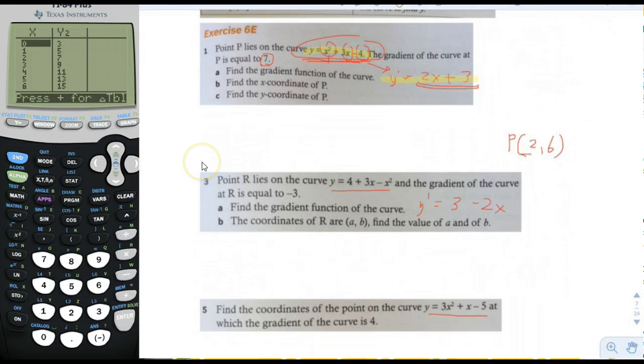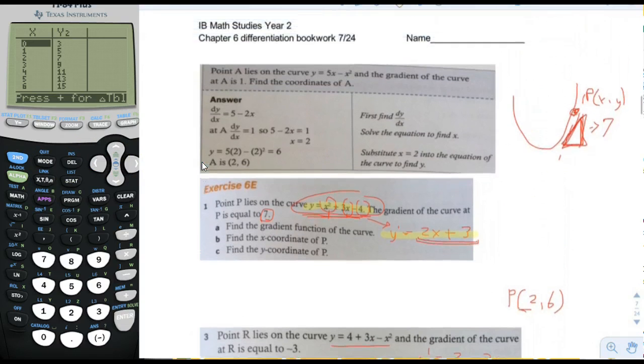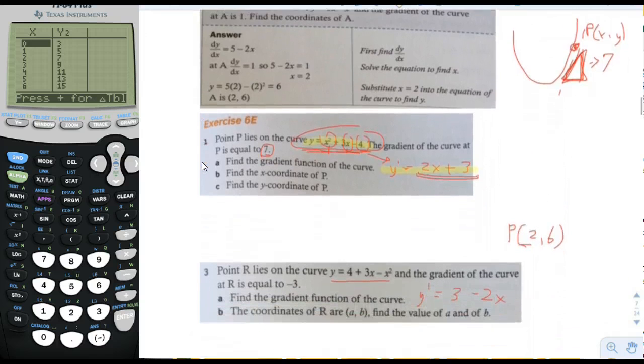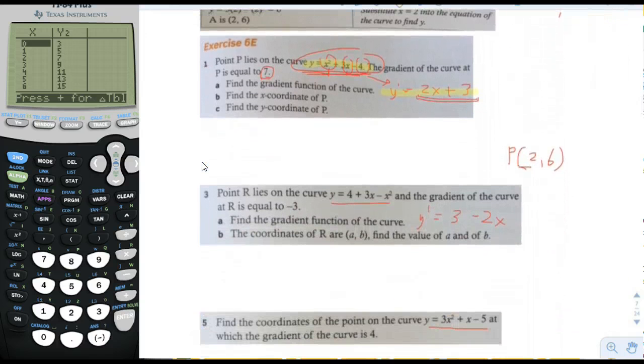Here we are on page 7 and 8. And here we're going to continue to do differentiation problems, but they're giving it to us in word problems.